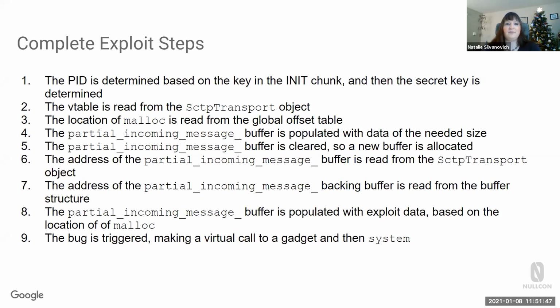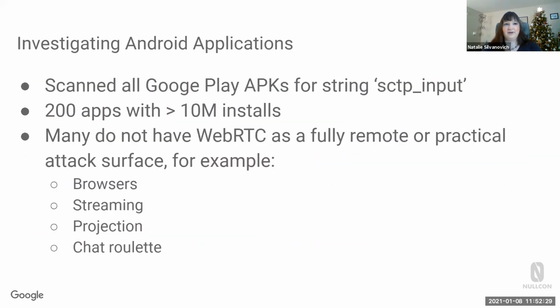Then the bug reads the vtable and it reads the location of malloc, and then ASLR isn't a problem anymore. We know where everything is. Then this fragmented data is set and it needs to be massaged a few times so that it has a fake vtable in it and it can have pointers to itself. And then I set the IP, then I set the pointer to the object and trigger the second bug, and that will make the call to the gadget, which will make a call to system, which pops calc on an Android application. So that's how the full exploit works.